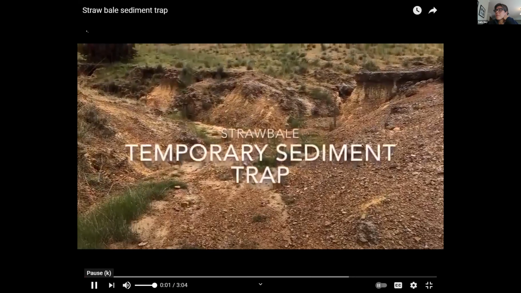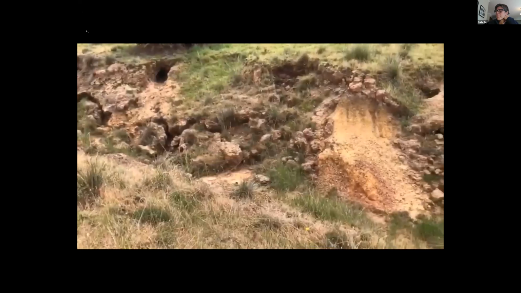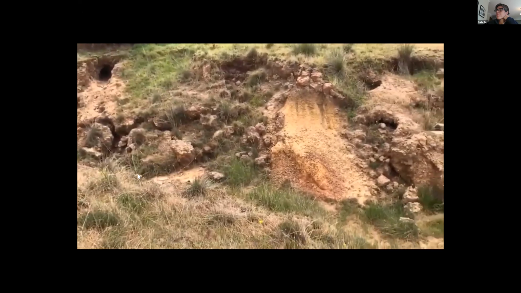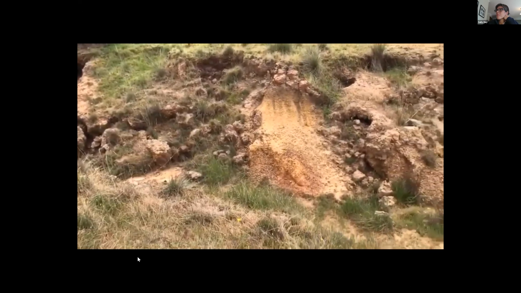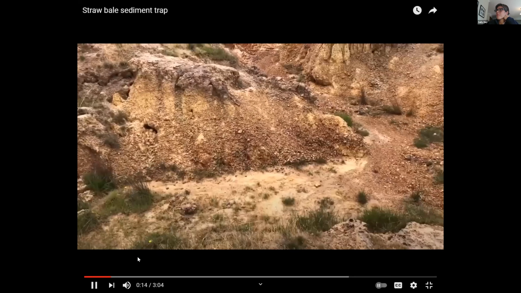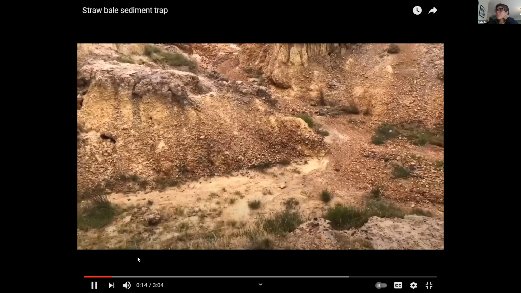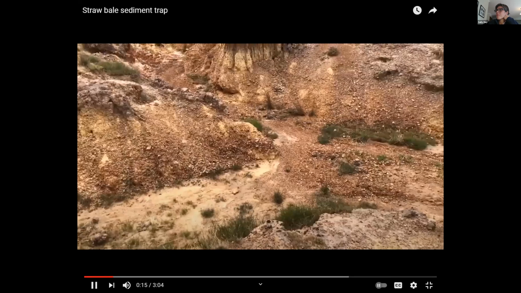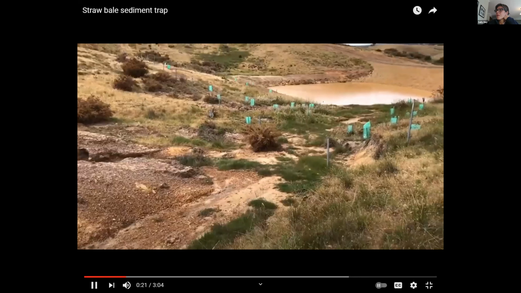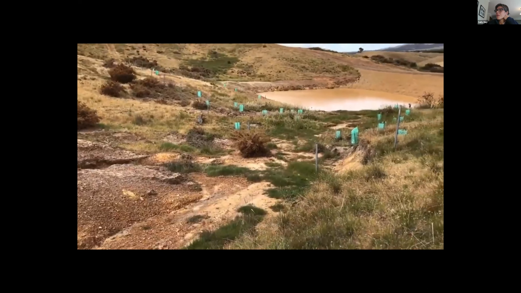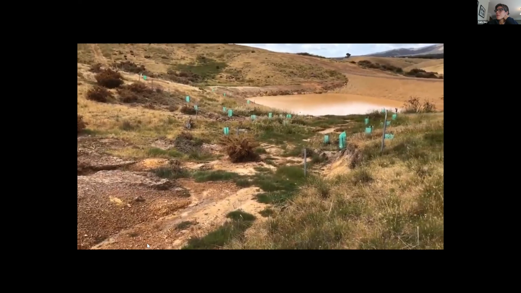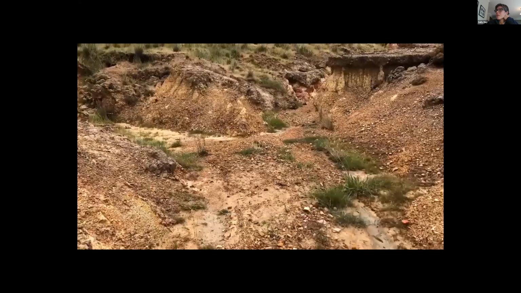The site chosen for this example is a gully, a small catchment, approximately 3 hectares. Gully erosion is active, with soil being lost from the sides and the gully floor, and sediment being delivered into a small farm area. Ensure that your chosen site for the sediment trap is flat and wide at the gully base and that the gully sides are gradually sloping.